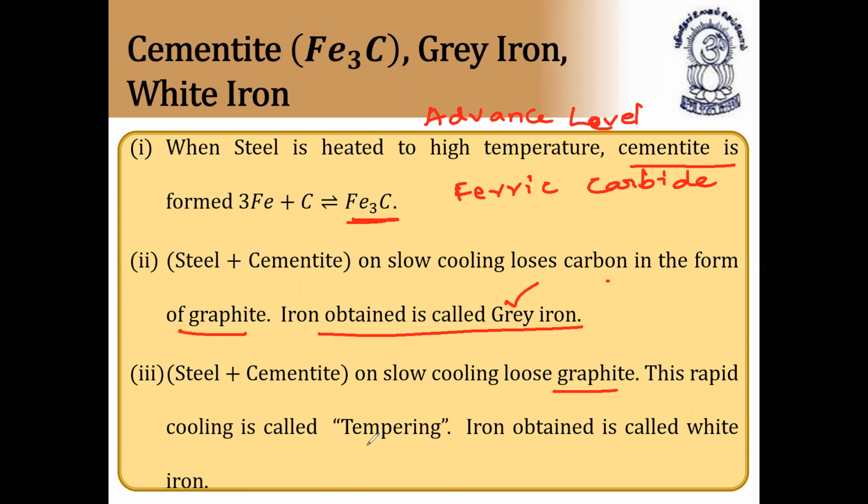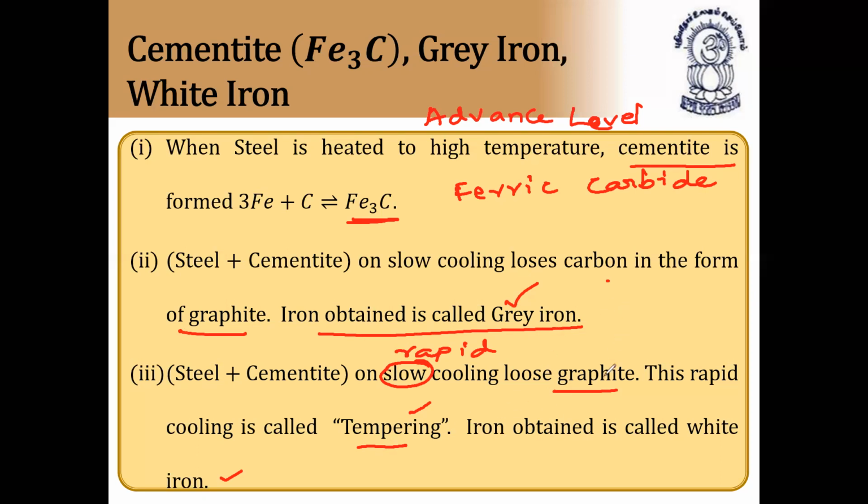Rapid cooling is called tempering. The iron obtained is called wrought iron, that is white iron and gray iron. Steel and cementite on slow cooling lose carbon in the form of graphite. On rapid cooling, here not slow cooling, it is rapid cooling, which is also called tempering. The iron obtained is called white iron.